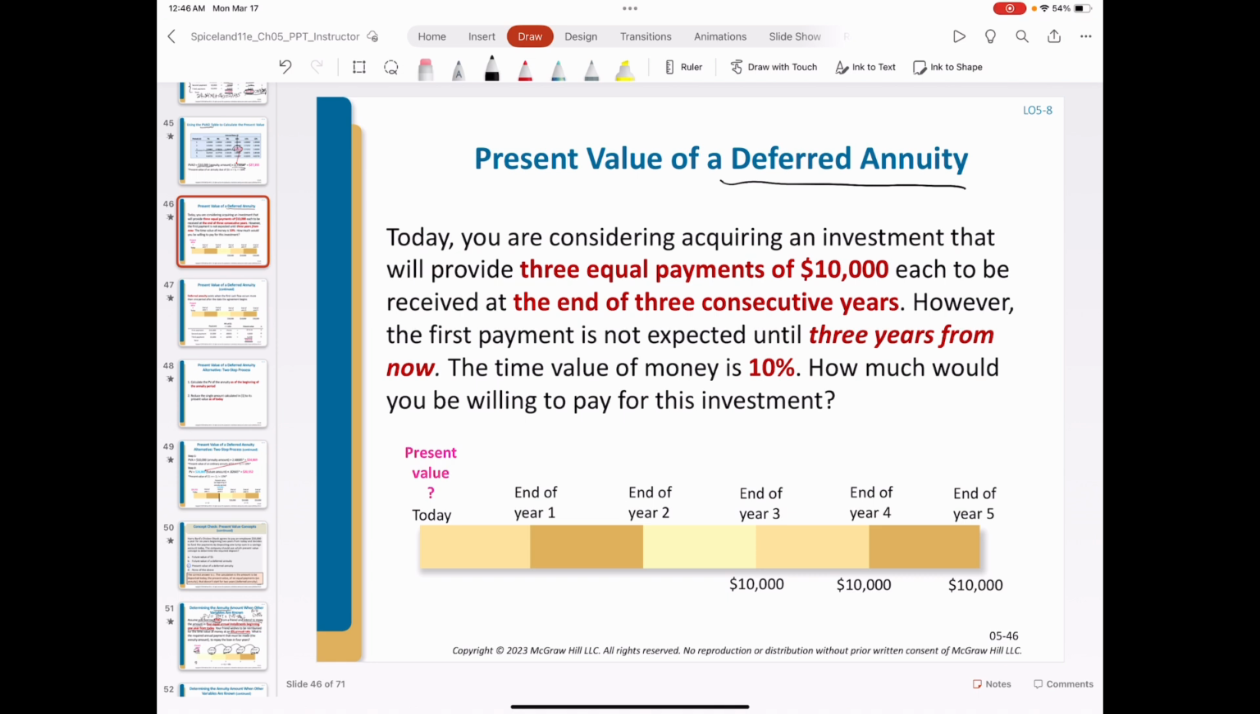Based on the given information, the cash payments occur at the end of year 3, year 4, and year 5. There are no cash payments at the end of year 2 and year 1. We are asked to calculate the present value of these 3 cash flows at time 0.